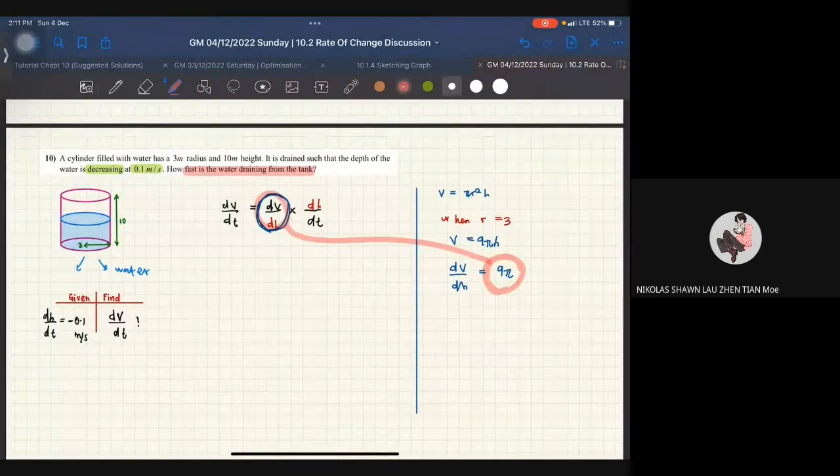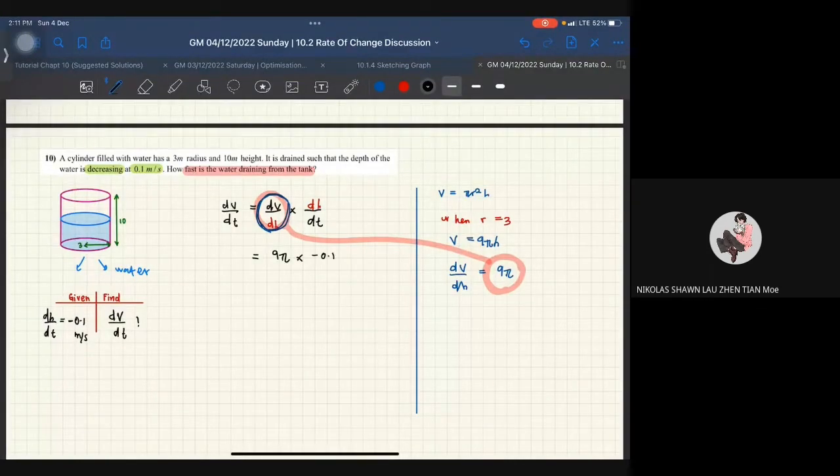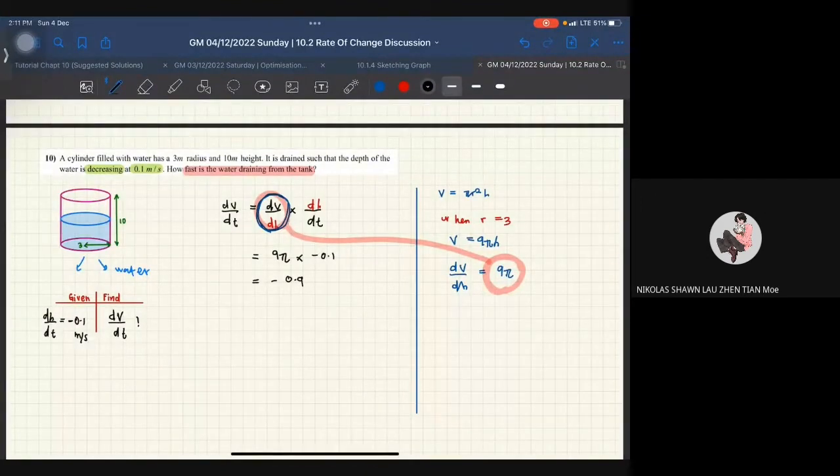Ganti masuk. Okay, so what do I get from here is, I get equals to 9 pi times with dH over dt. Tadi kita dah dapat negative 0.1. Okay, so just press your calculator, you are supposed to get negative 0.9. Okay, and then ada pi tertinggal.